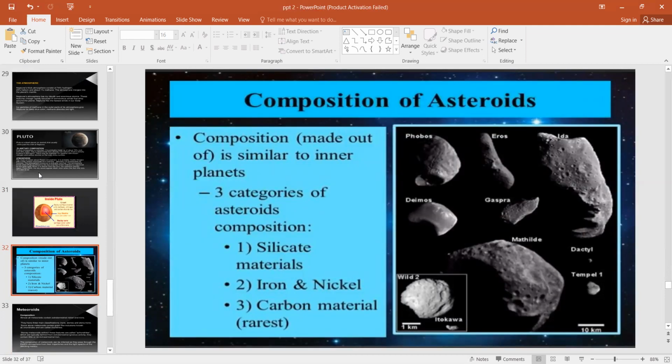So now comes asteroids, which are widely present in our solar system. These asteroids' composition is of silicate materials, iron and nickel, and carbon material.